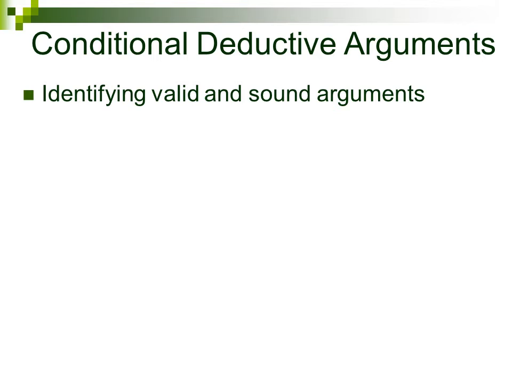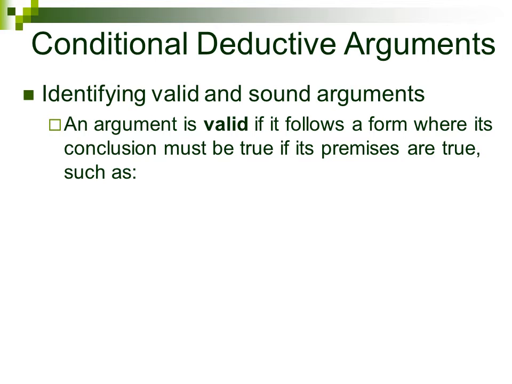Now, when we look at deductive arguments from a critical thinking perspective, what we want to be able to tell is whether or not they are valid and whether or not they are sound. First, let's talk about what it means for a deductive argument to be valid. So an argument is valid if it follows a form where its conclusion must be true if its premises are true. Validity says nothing about the premises themselves being true.